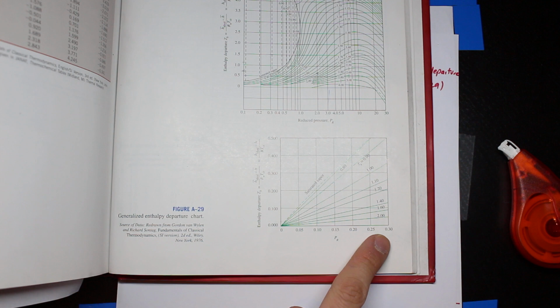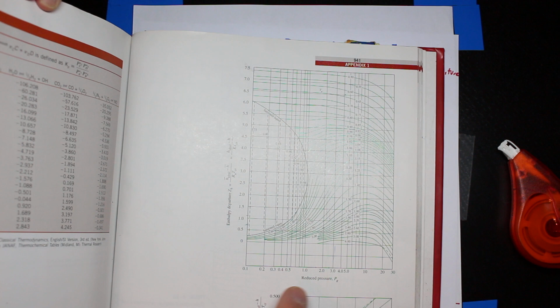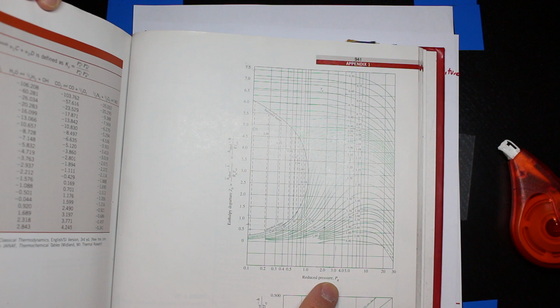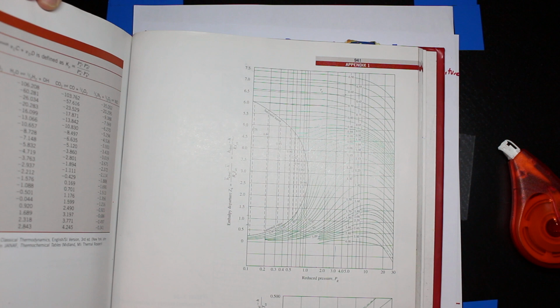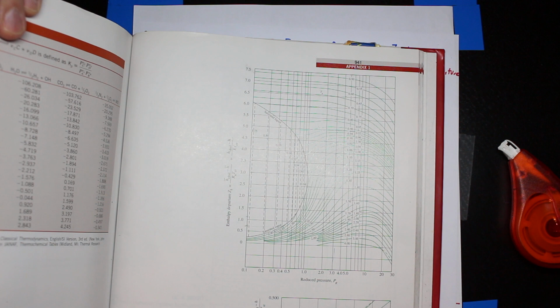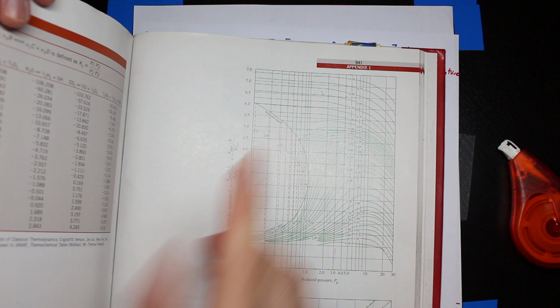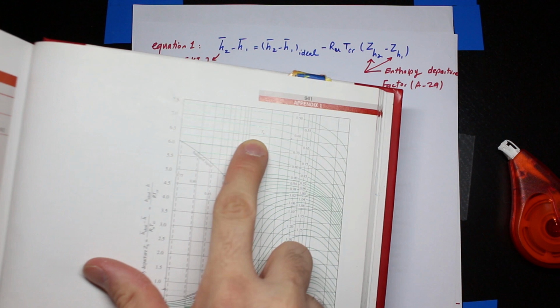Now, what you want to do, as before, is find your reduced pressure, which is pressure divided by the critical pressure. So you know where the horizontal value is. Also, you want to find the reduced temperature, which is temperature divided by the critical temperature. So these green curves are giving us TR. Maybe this is too small to see, and it will be out of focus. I turned off the autofocus, but this is TR basically.